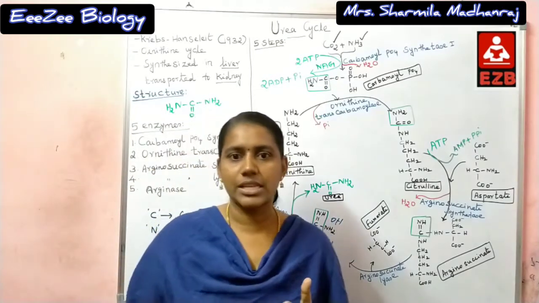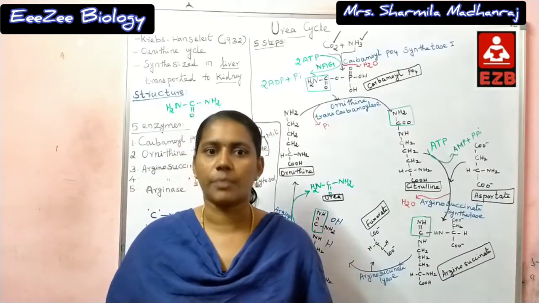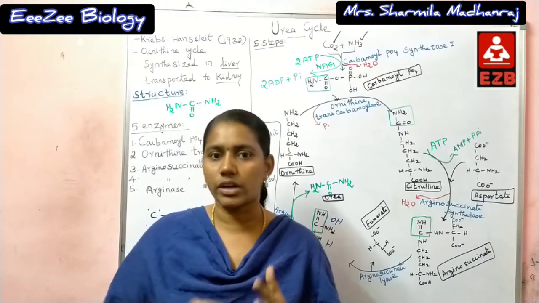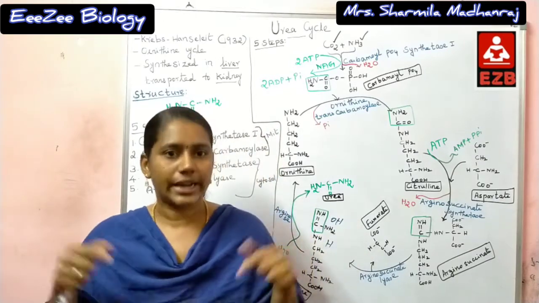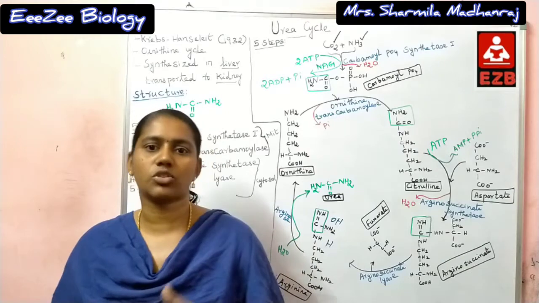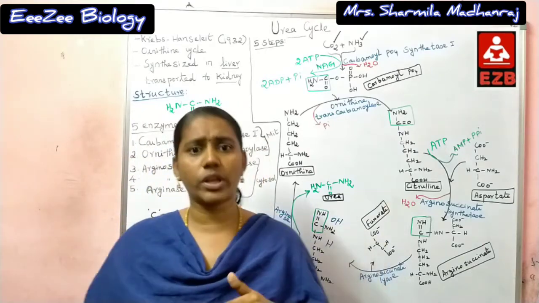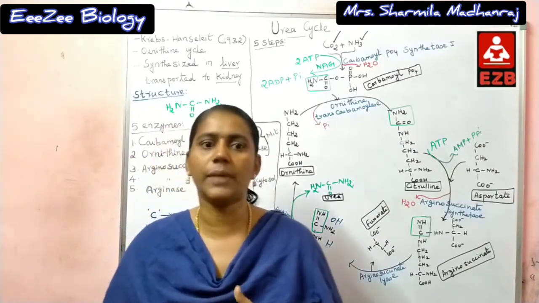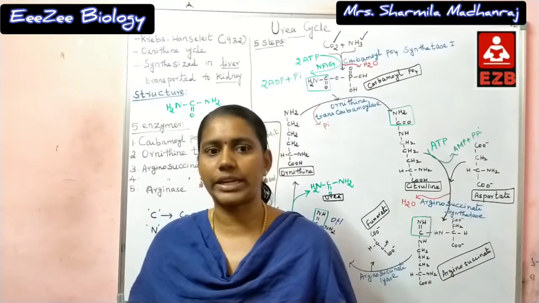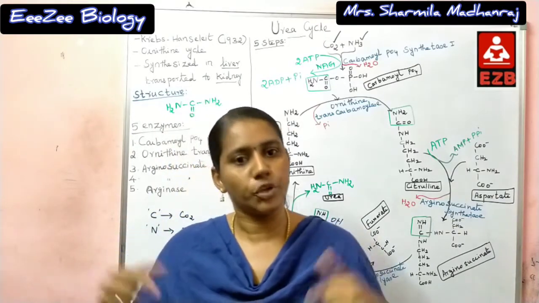Next, the urea cycle is otherwise called the Ornithine cycle. Why is it the Ornithine cycle? Ornithine is the first member of the reaction, so the cycle is called the Ornithine cycle. Urea is synthesized in the liver and transported to the kidney for excretion in urine.